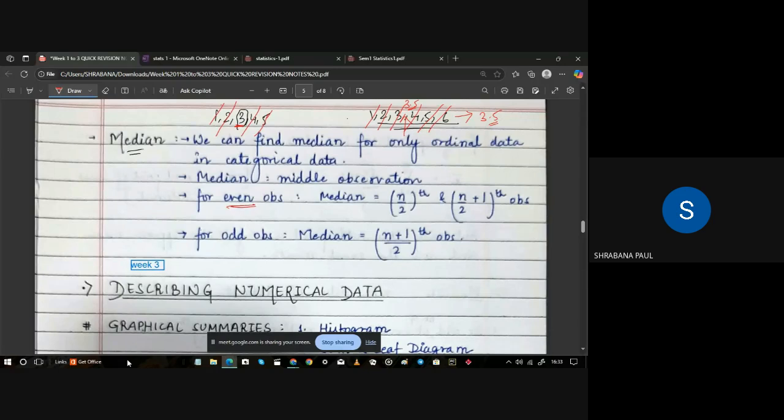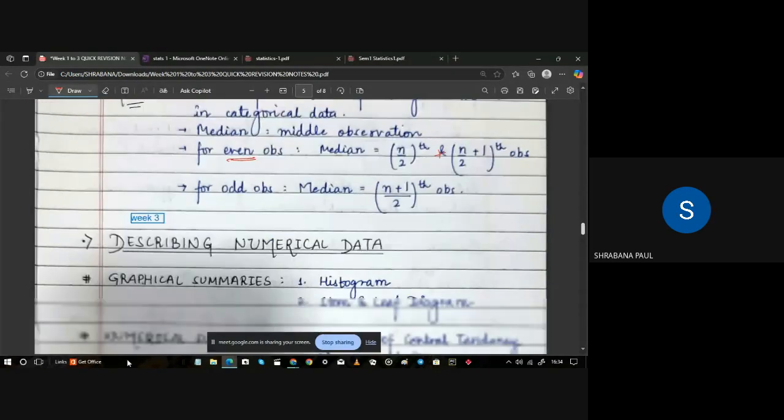The formula for even observations is the (n/2)th plus the (n/2 + 1)th observation, and for odd categories we have the (n+1)/2th observation. The mean of 3 and 4 gives us 3.5, which is the median for even data, whereas for odd data we have the middle value only. Is it okay for you to differentiate how to find the median for even and odd observations? Yes, ma'am, clear.